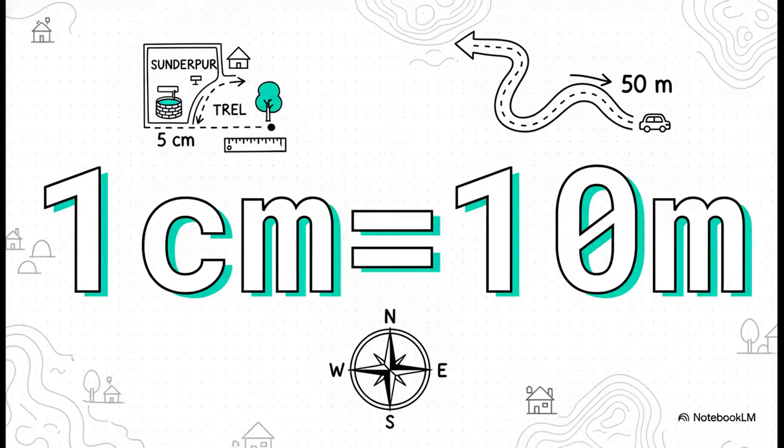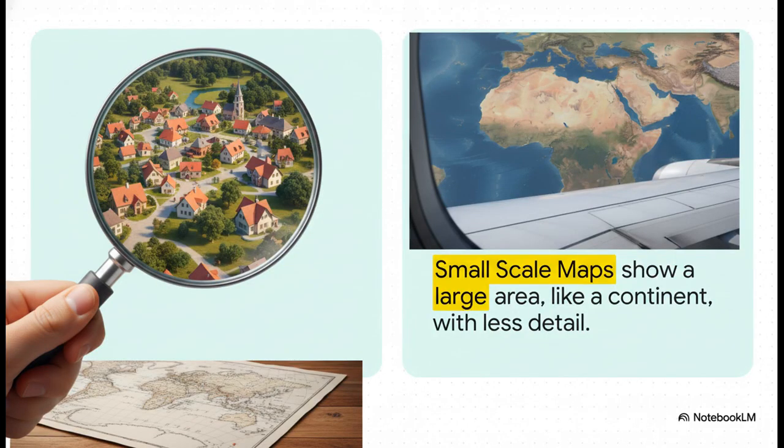For example, let's look at this map of Sundarpur village. The scale here tells us that for every 1 centimeter you measure on the map, that equals 10 meters in real life. So if you took a ruler and measured the distance from the well to the tree, and it was, say, 5 centimeters, you'd know instantly the real distance is 50 meters. Simple as that.